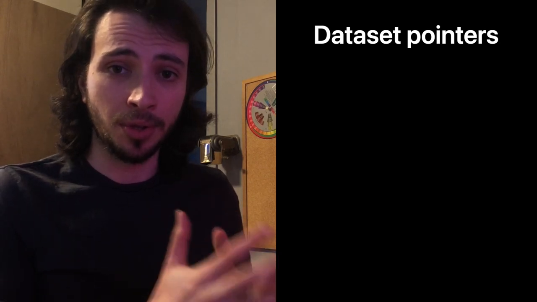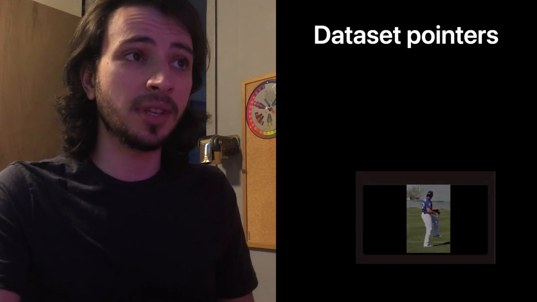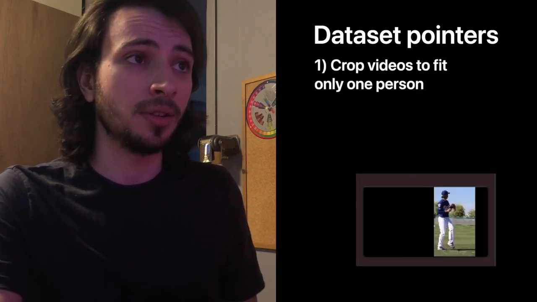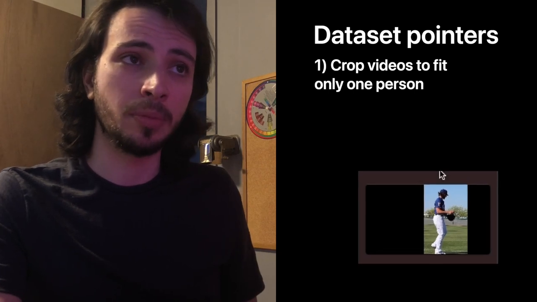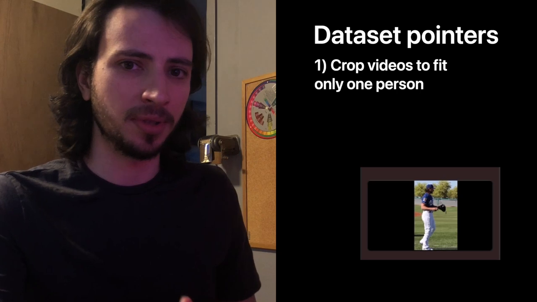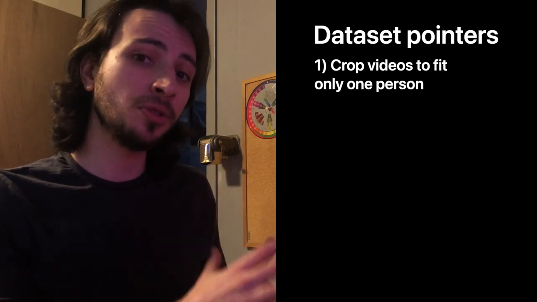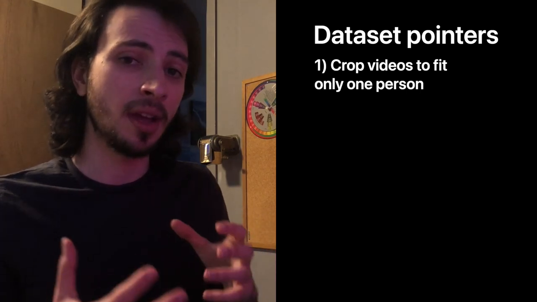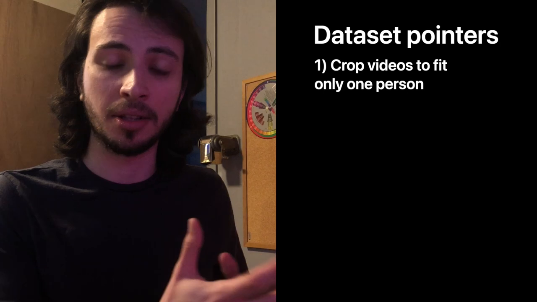To do so, the training model assumes that there's only one person within your scene. As you can see in the videos used in my dataset, they're all cropped so that there's only one person within the frame every time, or at least one very prominent person in that clip. That way, since it assumes only one person, there's no risk of it being crossed up because there are multiple people within the clip.